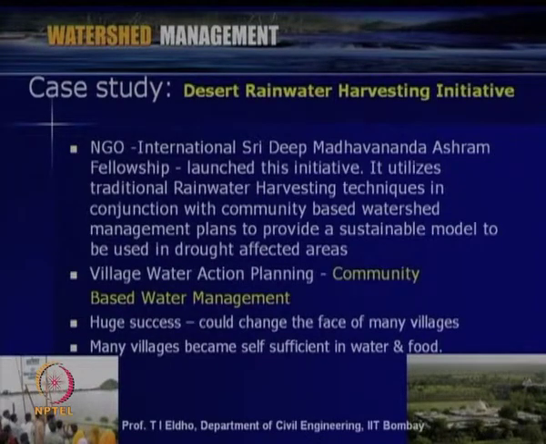So this project has become a huge success in many villages, and it has changed the face of many villages, and this program is still going on in many of them. You can see that the rainwater harvesting initiative for arid regions, implemented with the help of people's participation, has been a huge success and has become a sustainable watershed management project.